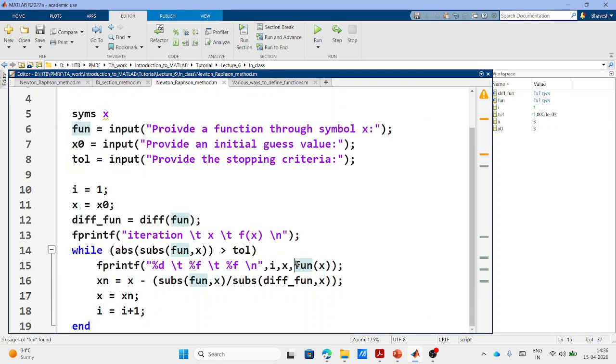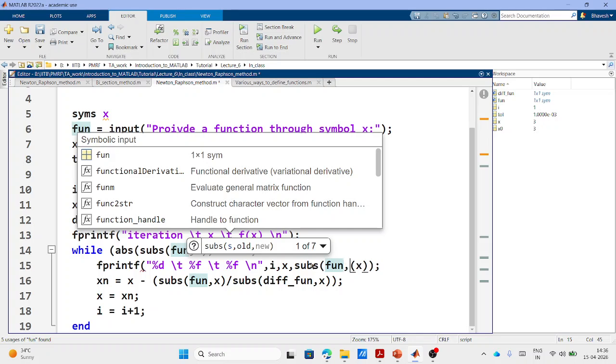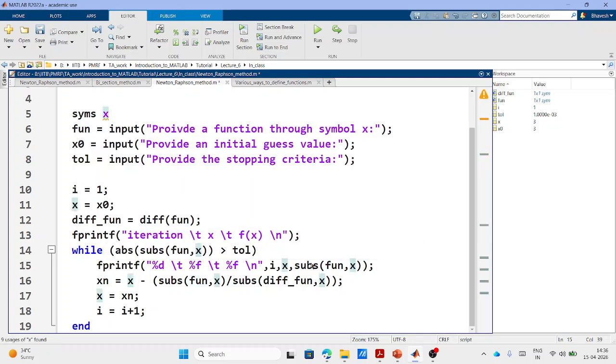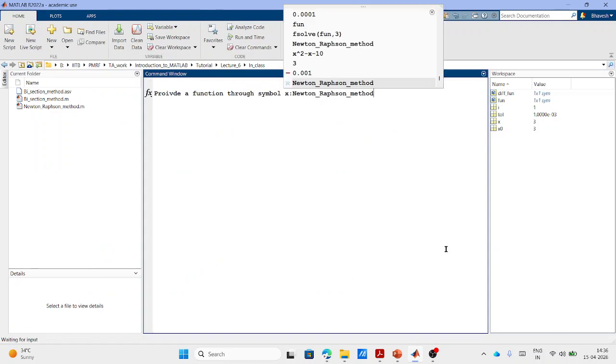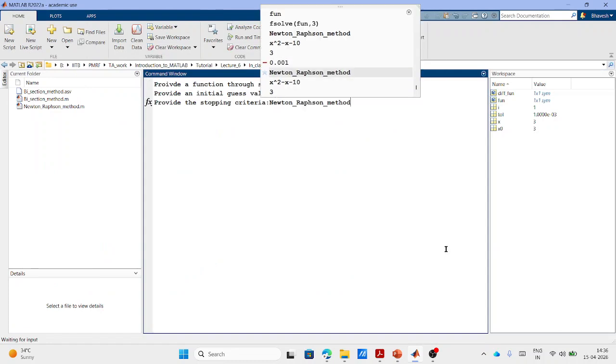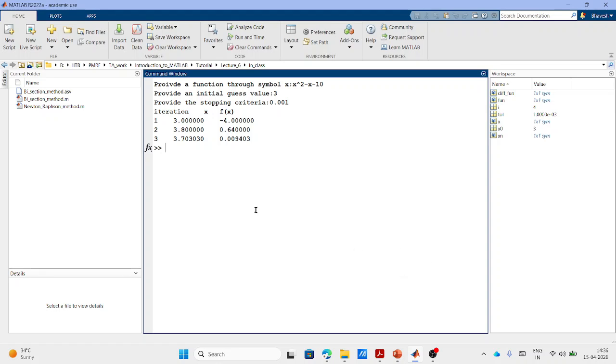Percentage as is x value. Oh, sorry. So here it should be subs function comma x, right? Subs function comma x. Right? So now see, my value is different because it's providing me the value close to 3. So if I write subs function comma 3.70303, it's not coming that way. Why is it giving me an error?